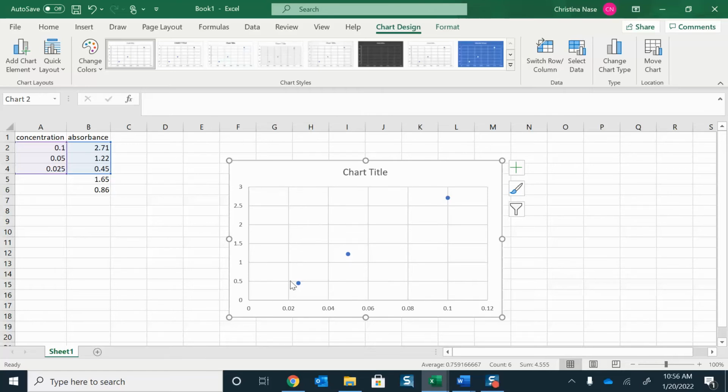So let's make sure that it says 0.1. Great, so this is my absorbance, right? So the first one should be like 0.45, sure. And then the next one should be, yep, 1.22 on that side. Good. So it looks like this is right.